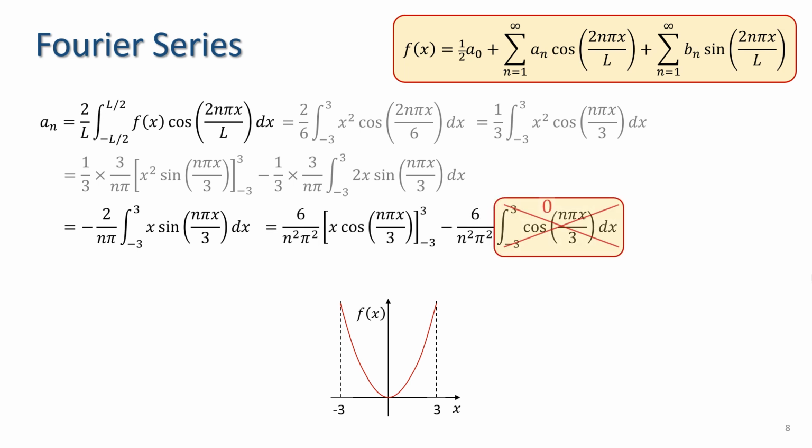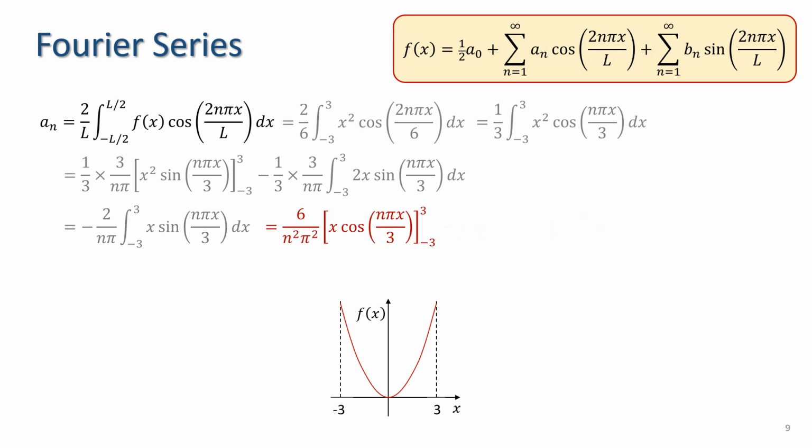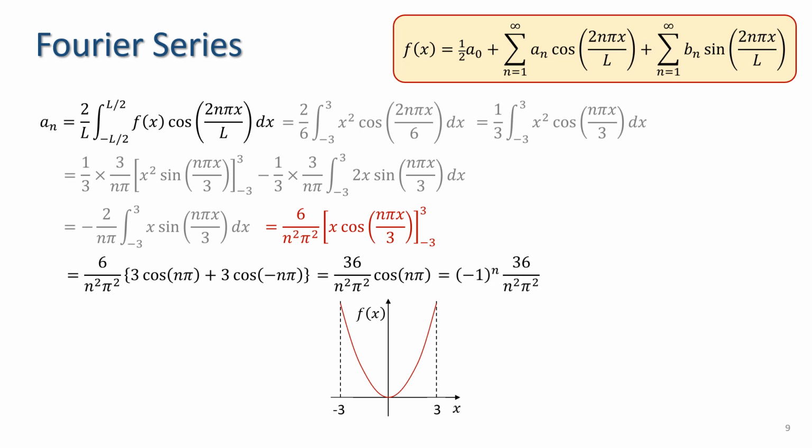Now it's the integral that's 0 because sine n pi is 0, and we're just left with evaluating 6 over n squared pi squared times x cos n pi x over 3 evaluated between 3 and -3. We have 6 over n squared pi squared times 3 cos n pi plus 3 cos minus n pi. And we know that the cos of minus n pi equals cos of n pi, thus this yields 36 over n squared pi squared times cos n pi, which can also be written as -1 to the n times 36 over n squared pi squared.